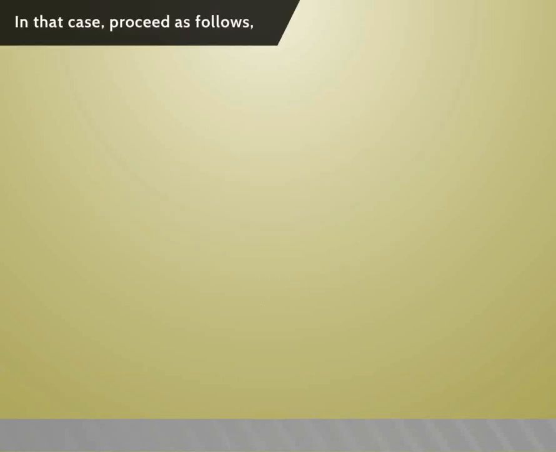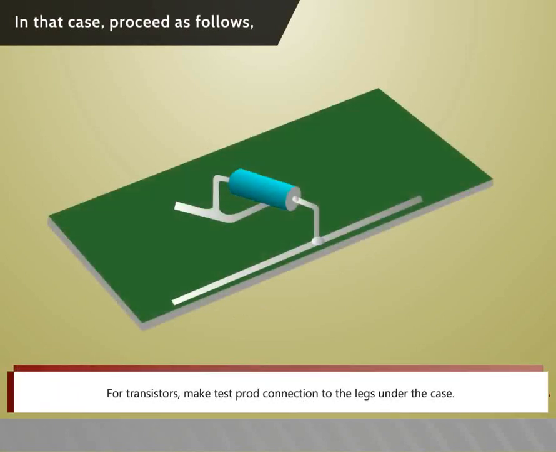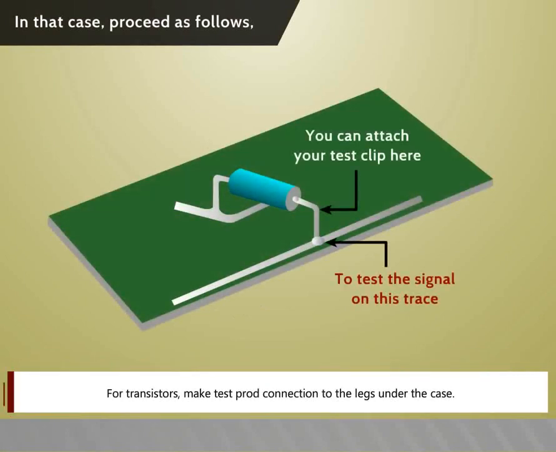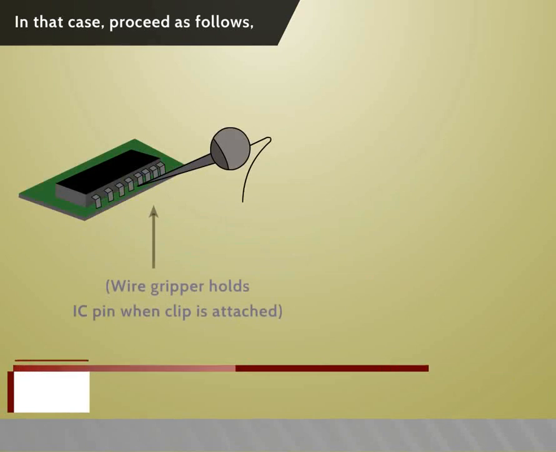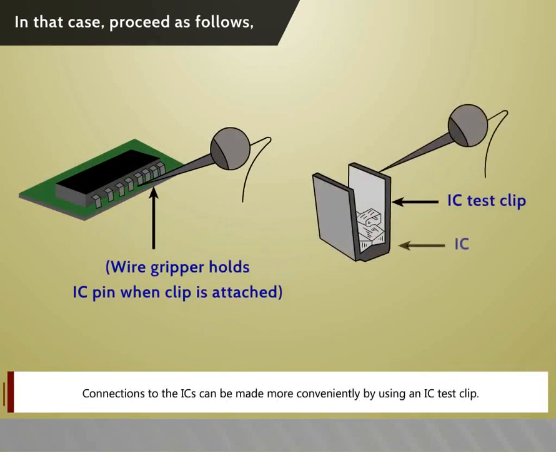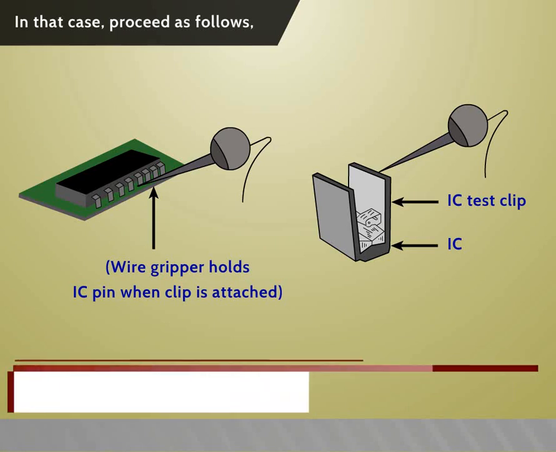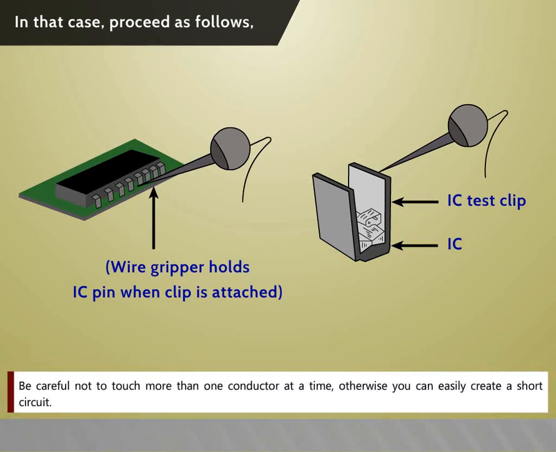In that case, proceed as follows. For transistors, make test prod connection to the legs under the case. Connections to the ICs can be made more conveniently by using an IC test clip. Be careful not to touch more than one conductor at a time, otherwise you can easily create a short circuit.